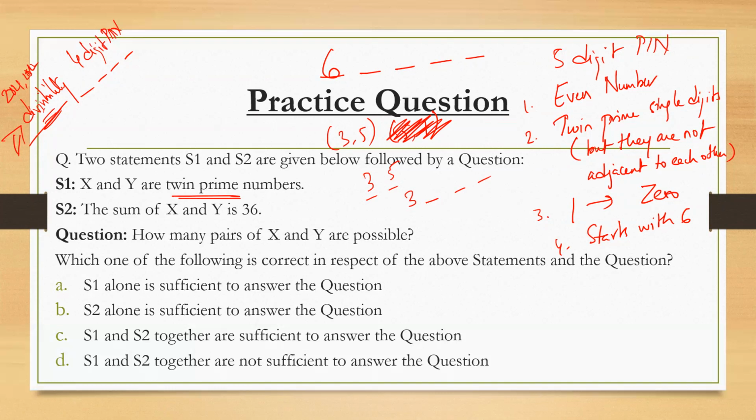For twin prime, you only have to take 3 and 5. Don't take 5 and 7. The only condition is they are not adjacent to each other. Yes, 6 will always be at the first. The 5-digit pin starts with 6. Okay, 4 possibilities, Manisha is saying. Shivaranjani is saying 19 possibilities. Tagon is saying 4 possibilities.